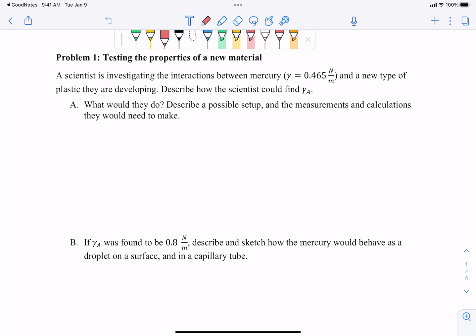After filling the tube with mercury, we could take a pipette and make some droplets of mercury on the surface of the plastic. We can fill up a plastic tube, and then look at the meniscus. We can see if it's concave or convex, and that will basically determine if your cohesive or your adhesive forces are stronger.